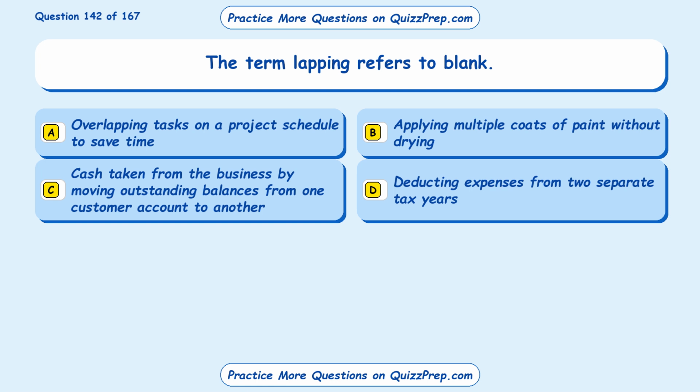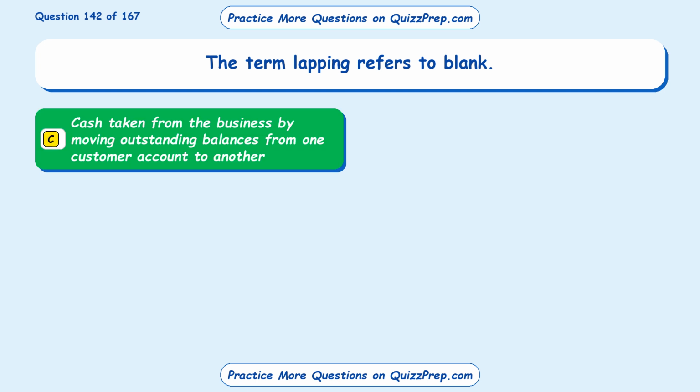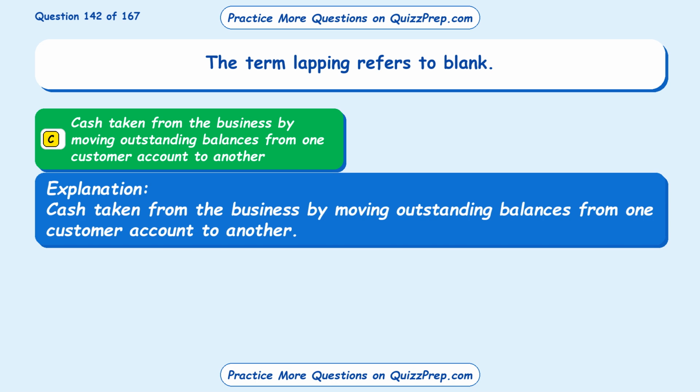Option C, cash taken from the business by moving outstanding balances from one customer account to another. Option D, deducting expenses from two separate tax years. The correct answer is option C, cash taken from the business by moving outstanding balances from one customer account to another.